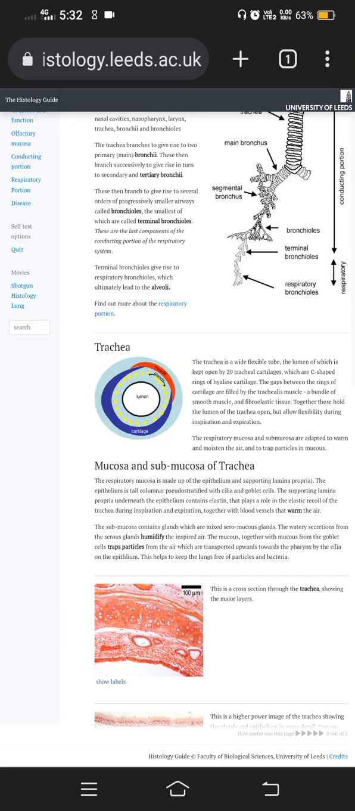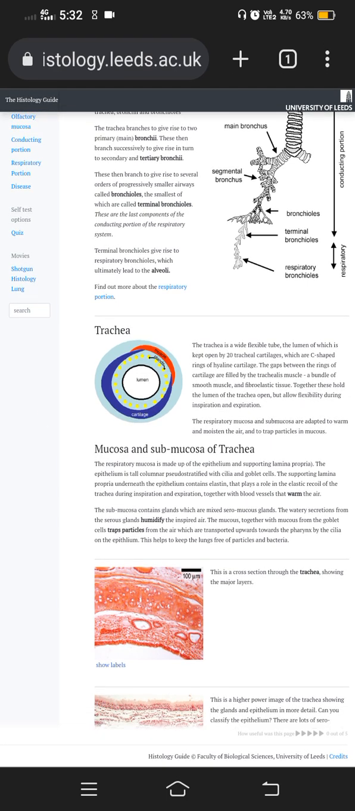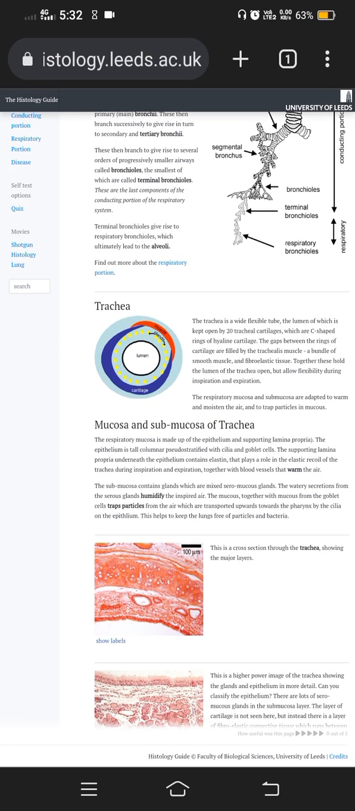So we learned that the trachea is a wide flexible tube, the lumen of which is kept open by 20 tracheal cartilages, which are C-shaped rings of hyaline cartilage. The gaps between the rings of cartilage are filled by the trachealis muscle, a bundle of smooth muscle and fibroelastic tissue. Together, these hold the lumen of the trachea open but allow flexibility during inspiration and expiration. The respiratory mucosa and submucosa are adapted to warm and moisten the air and to trap particles in mucus.